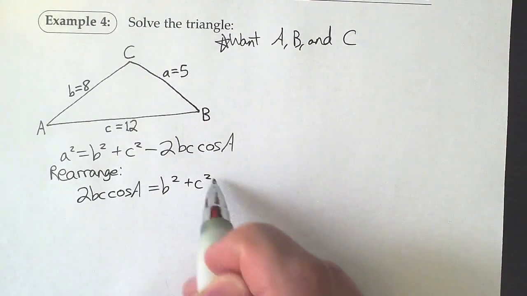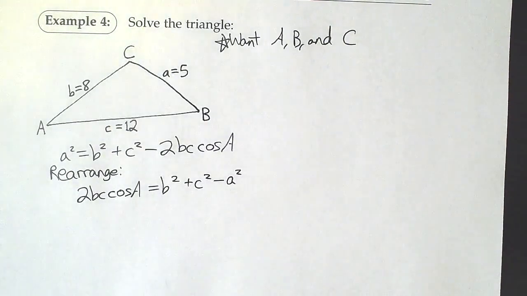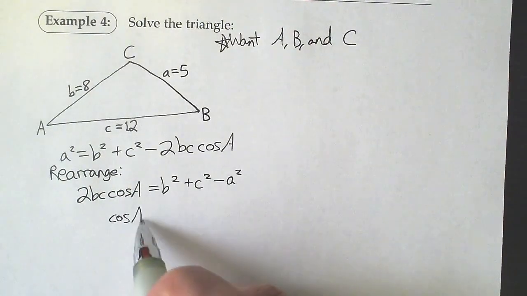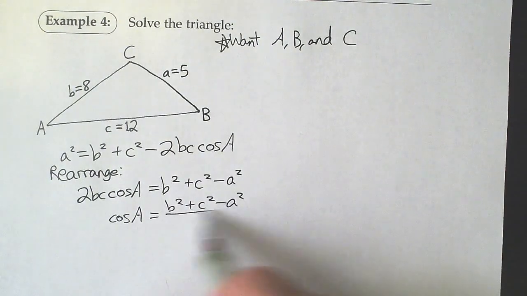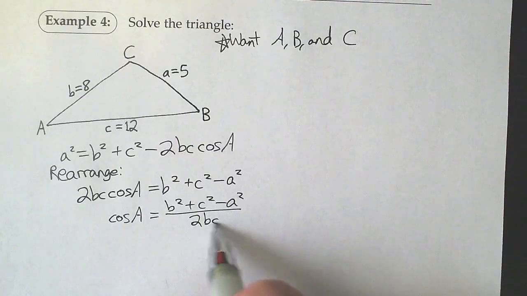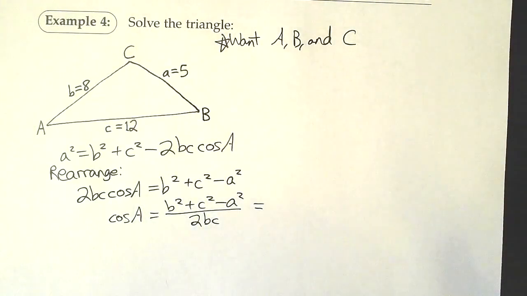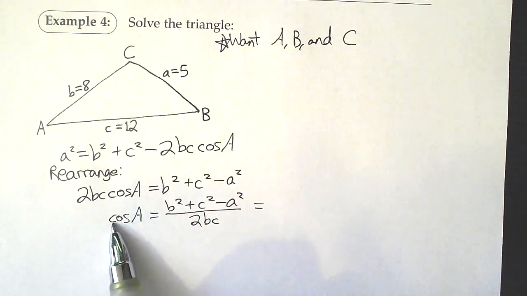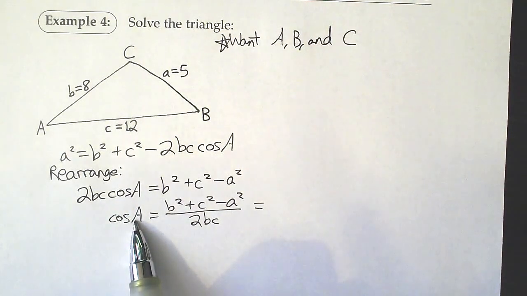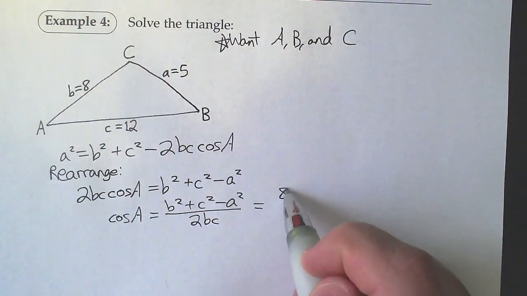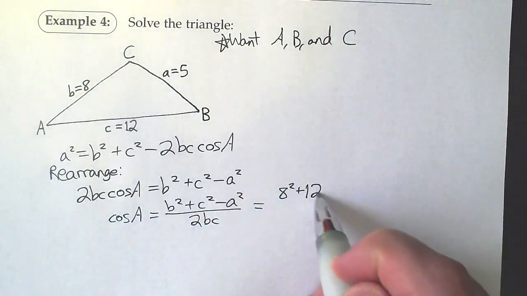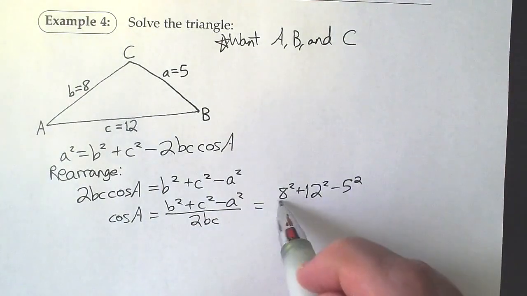It's actually up to you. Do you want to plug in the 5, 8, and 12 first, or do you want to do some rearranging first? I chose to do it this way. Okay, so I got cosine A by itself, everything else on the other side, and now I'll put in the numbers, the 8, 12, and 5.